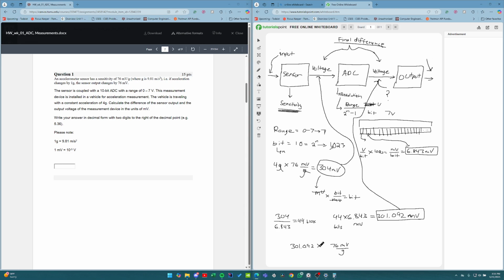Wait, no, I lied. I lied so badly. You divide it, you don't multiply it. Doing a dimensional analysis, this is in mV, and you divide it by mV per G, which is 76. Then you would get that number, whatever that number is, and that would be your output.